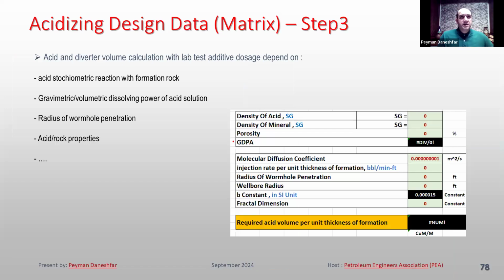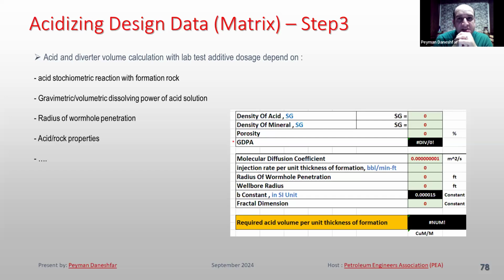Another step for matrix acidizing is to find the acid stoichiometry reaction, gravimetric and volumetric, to find the volumetric dissolving power. On the right side of the slide, I have my own Excel file. Whenever in the field I confront some formula, I use it and create an Excel for myself.